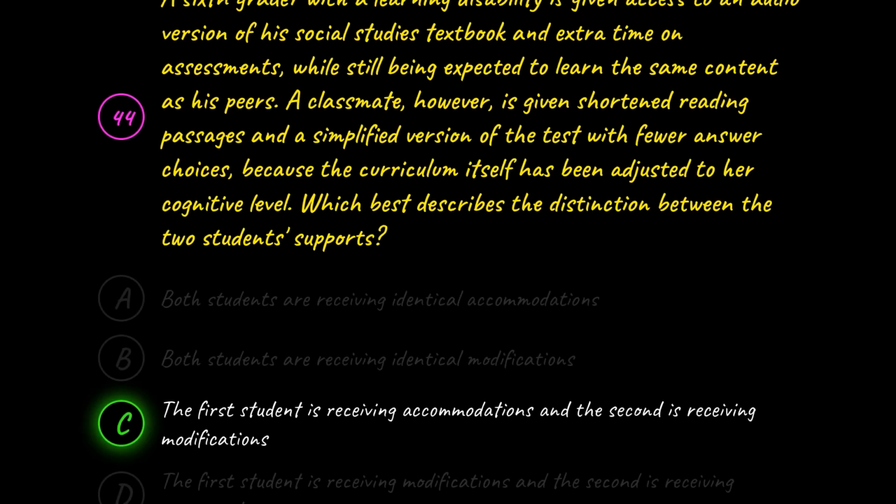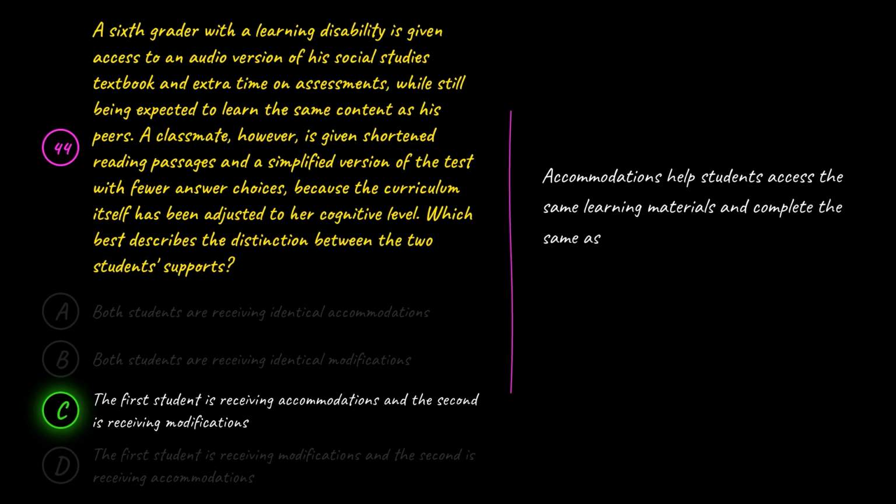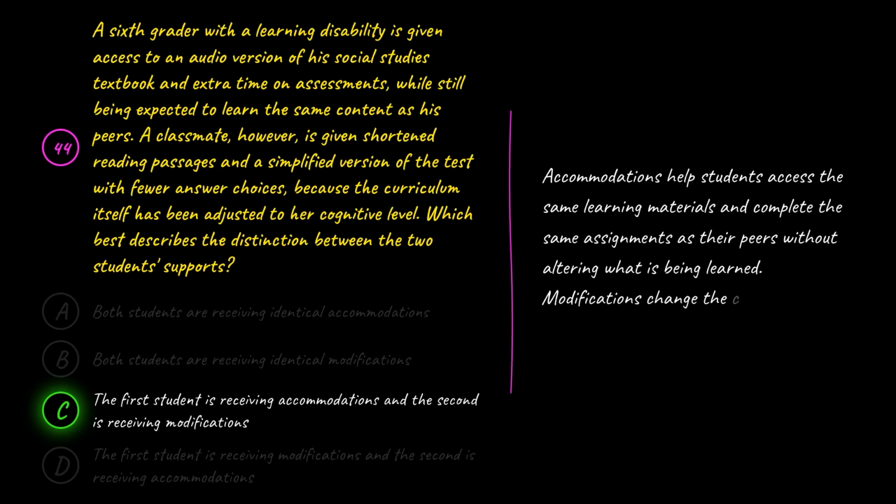The correct answer is C. The first student is receiving accommodations and the second is receiving modifications. C is correct because accommodations help students access the same learning materials and complete the same assignments as their peers without altering what is being learned. Modifications change the content or skills students are expected to master. Audio textbooks and extra time fit accommodations, simplified content and fewer answer choices fit modifications.